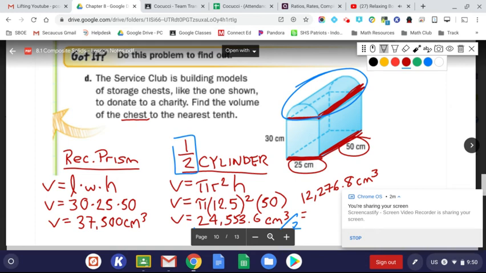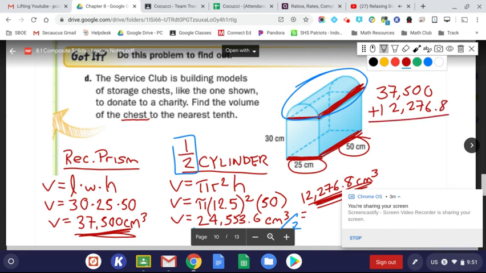Now I can go ahead and combine my rectangular prism volume with half of my cylinder volume, for a grand total of 49,776.8, and that is centimeters cubed.